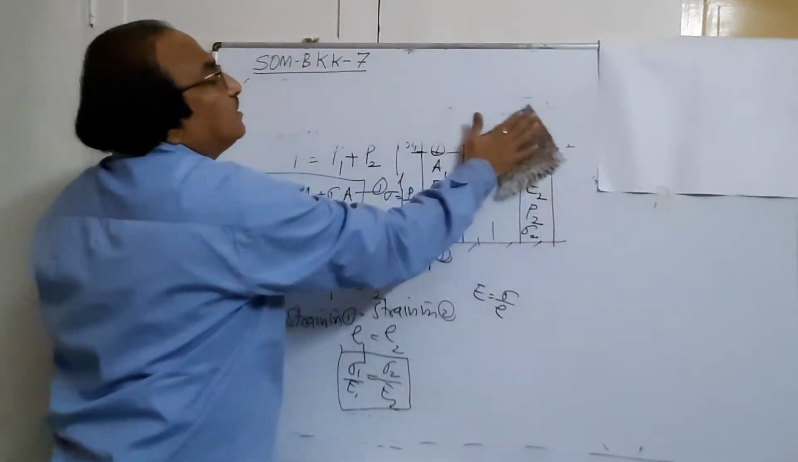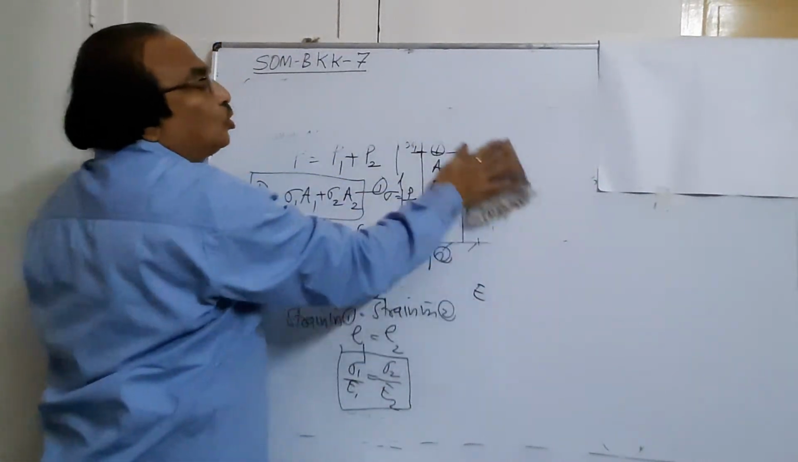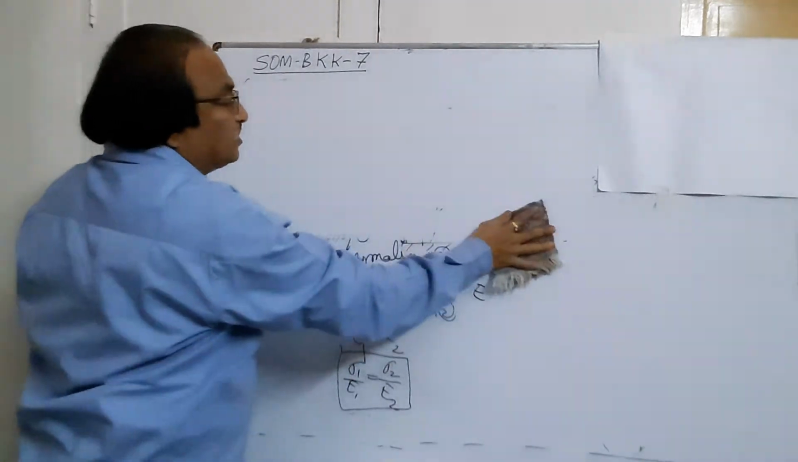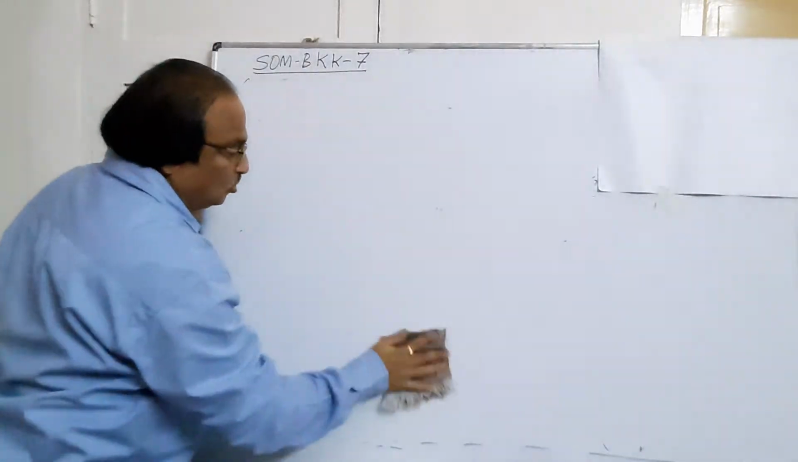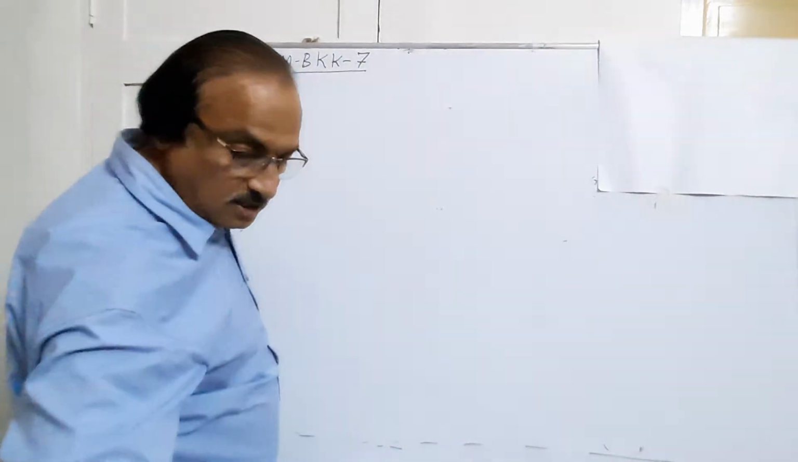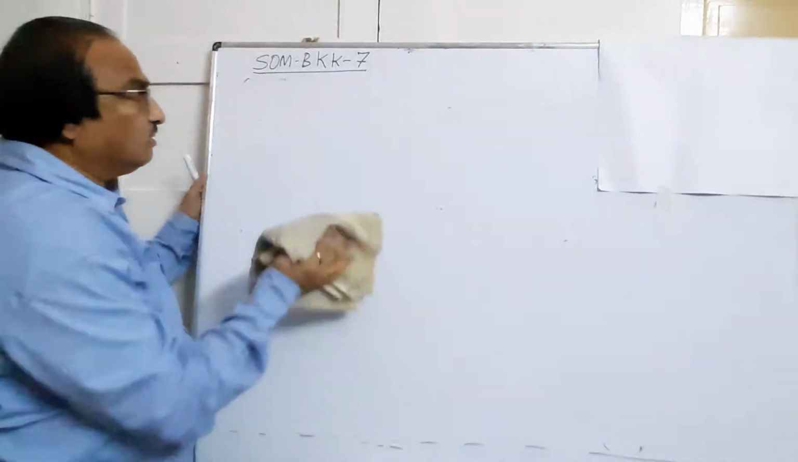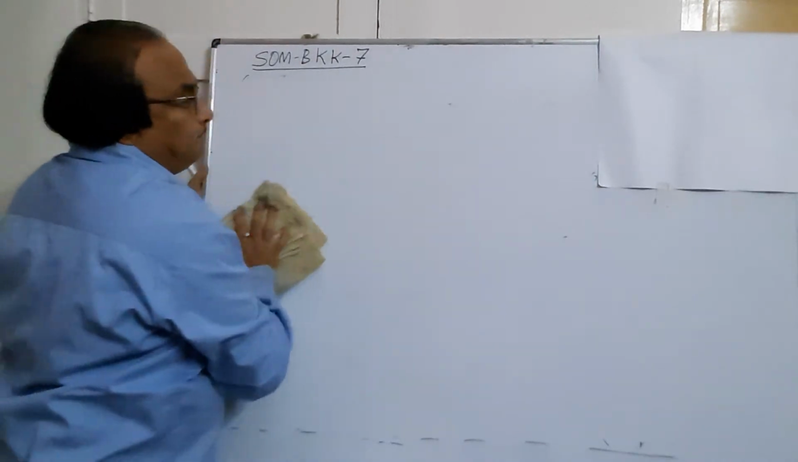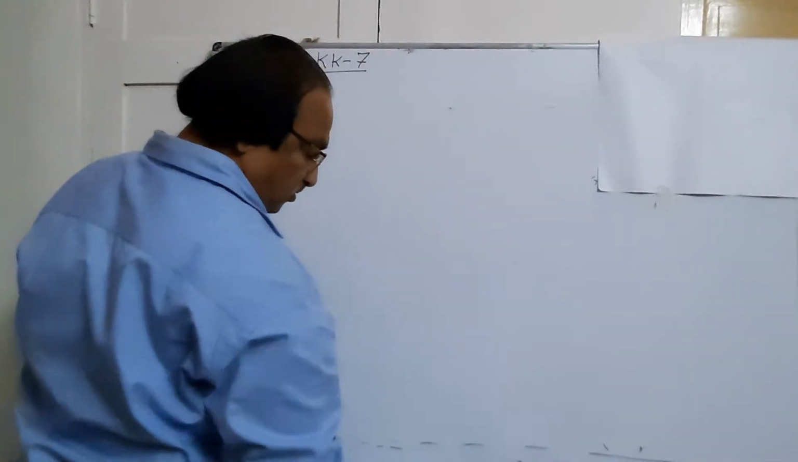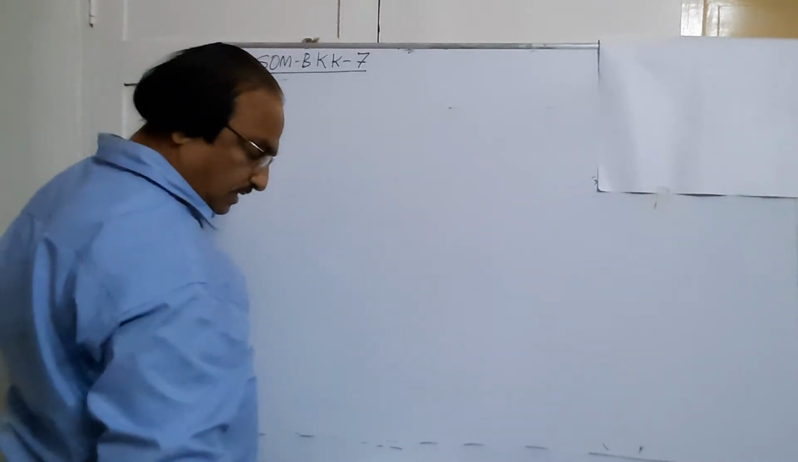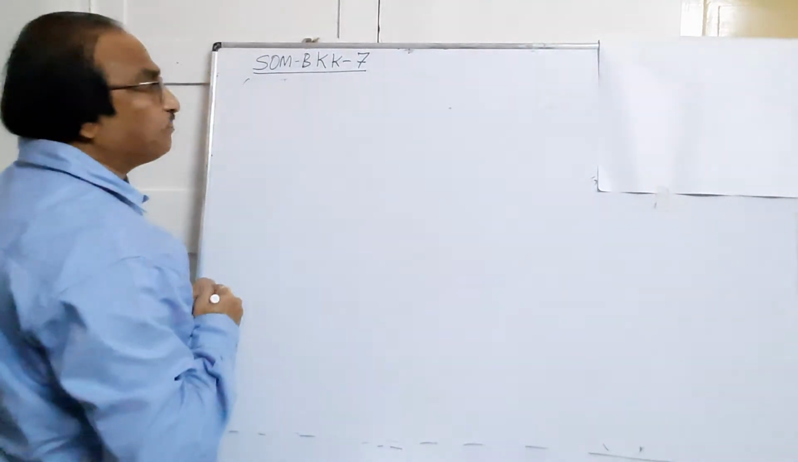Strain in 1 is equal to strain in 2. Total load acting is equal to sum of the load acting in all the members. There may be 1, 2, 3, any number of members acting. So the strain will remain same in all the members. We'll see a simple example to find out what is the load acting in the two different material.